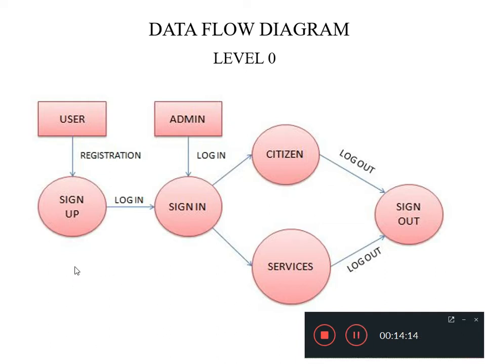This is the DFD diagram of my project. Zeroth level DFD diagram. It will show the aeroplane view of my project. This is user and admin. User needs to sign up, that is register. After that, log into the application. Admin directly logs in with the help of a predefined password and mail ID. User needs to enter into the citizen module. After that, log out. Admin needs to enter into the services module and log out.